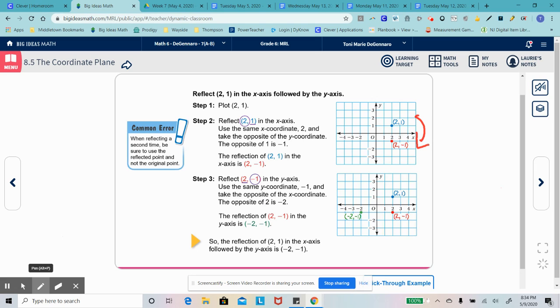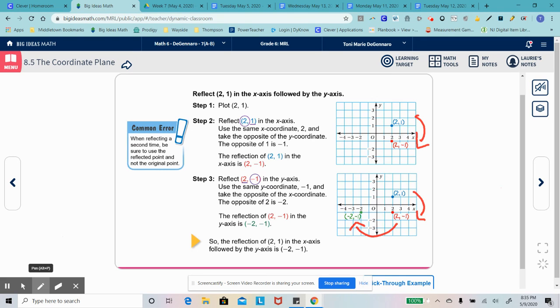So in order to go across both axes, you already went across the x, you now need to go across the y. So when you go across the y-axis, if you notice, your y's are the same. They're still going to be -1, but your x-axis is now going to change. So your +2 is now -2.